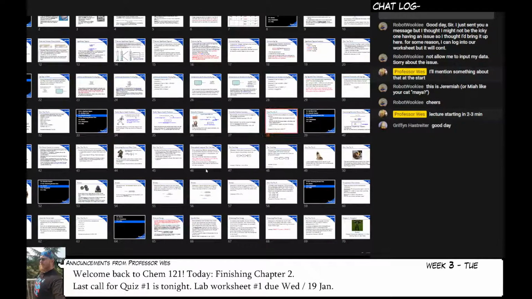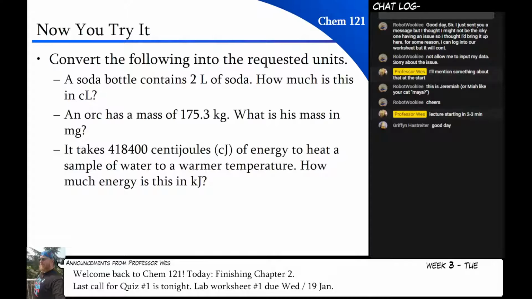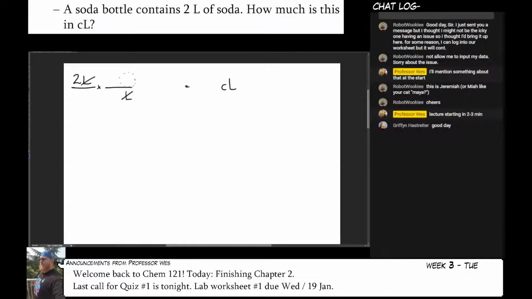That's the wrong slide, Wes. Where are we? We are right here. There we go. So I'm going to copy down that conversion. 1 centiliter is 10 to the minus 2 of the thing that we're looking at. We're looking at liters, right? So there you go.